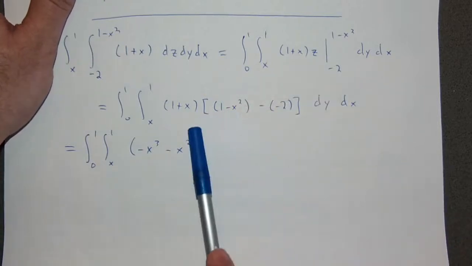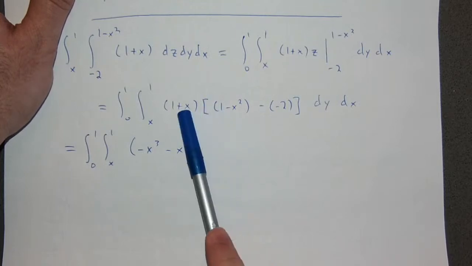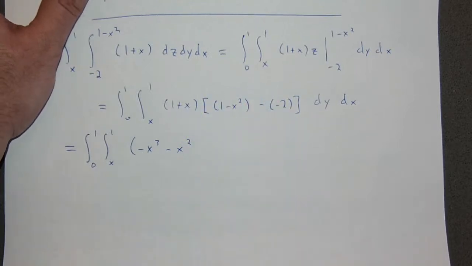Okay, so now what about my x term? I get a 1x from there, and then I get a plus 2x from there, and those are my only x terms.